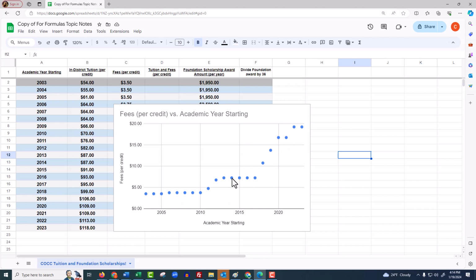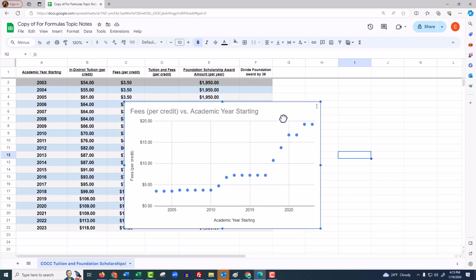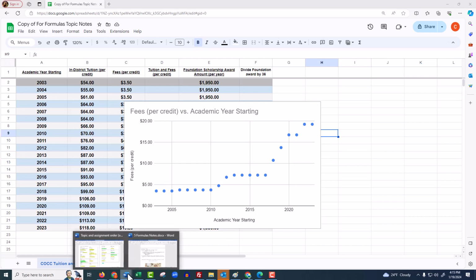This looks like a bunch of segments that are not linear. The individual pieces are, but I don't think one line does a good job of actually representing what's going on here. So I would not. And that just tells us that when COCC changes fees, they tend to change them and then let them sit for a while. They sit for a while, jump, sit for a while, jump, jump, jump, jump, sit, jump, sit. It's not like tuition that kind of creeps up slowly over time.